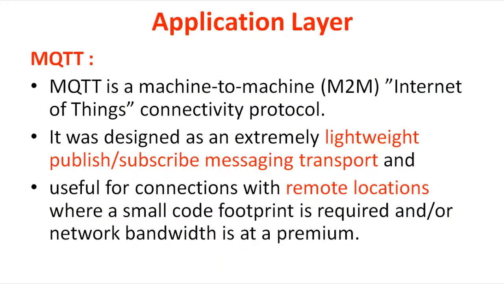The other important one is Machine to Machine, the Machine to Machine Internet of Things connectivity protocol. What is this Internet of Things connectivity protocol? It is designed as an extremely lightweight publish-subscribe messaging transport. You know very well about the publish-subscribe model. The publisher always publishes, the broker is there in between, and the subscriber always subscribes.